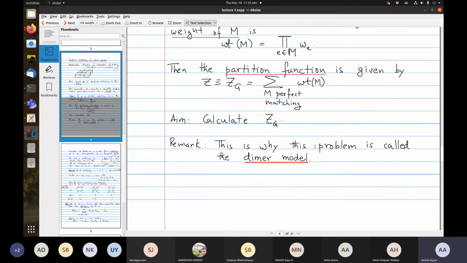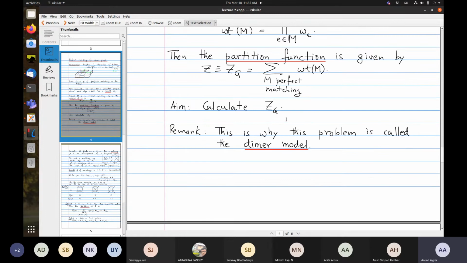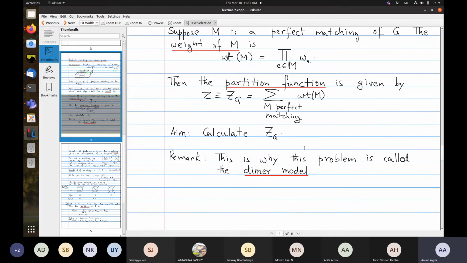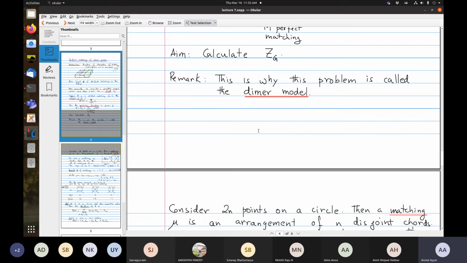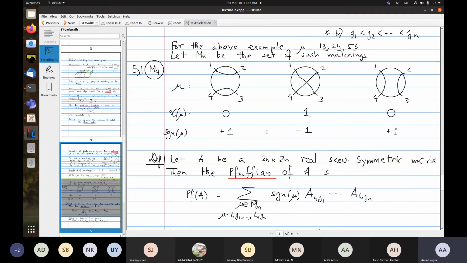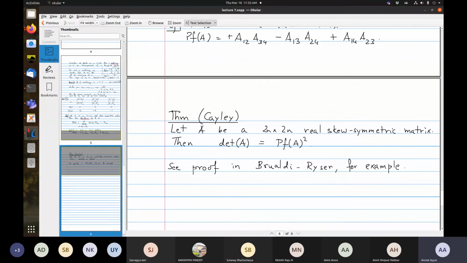Okay, and this problem is called the dimer model, and so to each dimer covering we have a weight which is the product of the edge weights, and we want to get a formula for the partition function of this model. So that's the aim, and towards that I defined the Pfaffian and stated Cayley's theorem. I did not prove it. And I gave you a reference, but as I said, you'll find it on the internet.